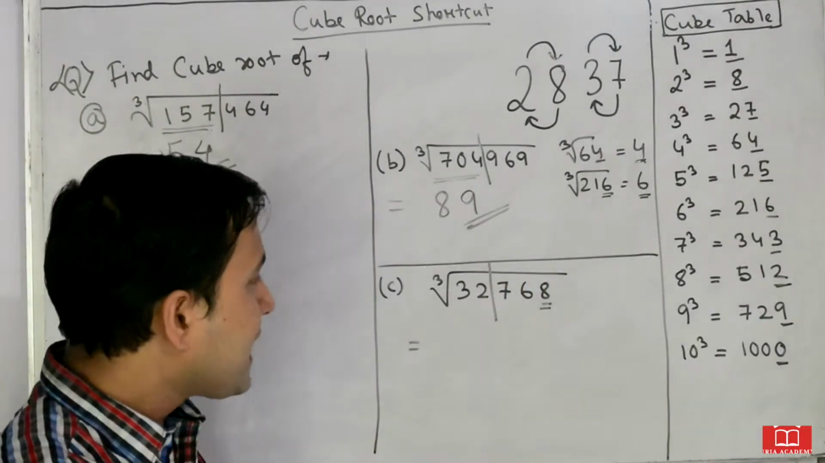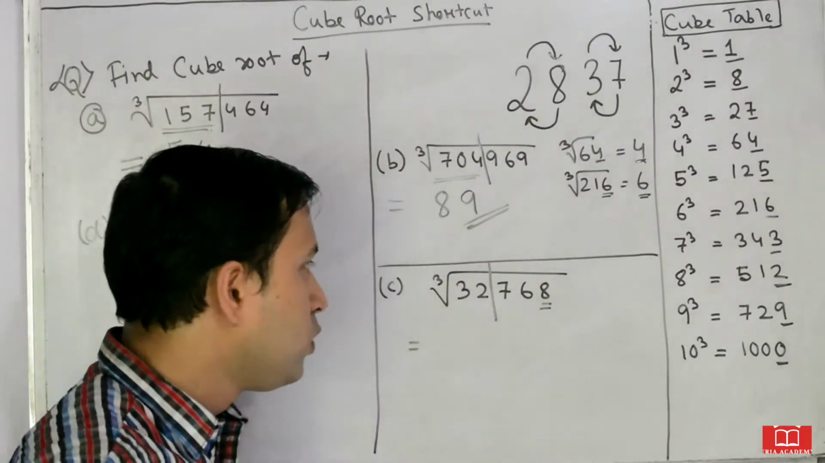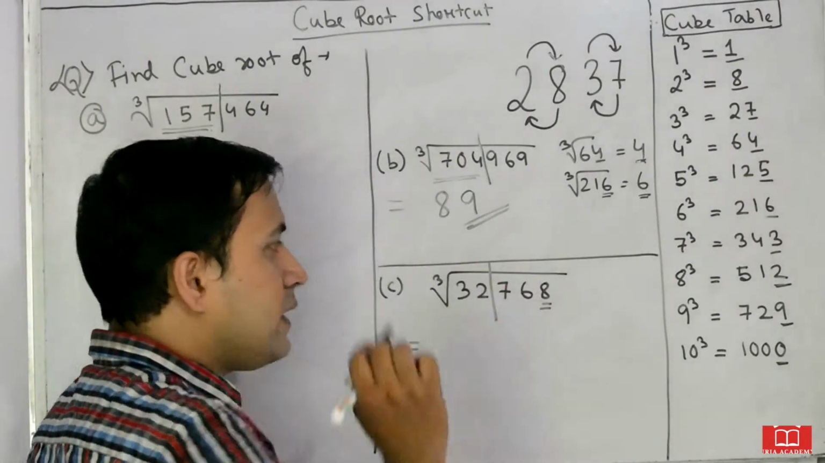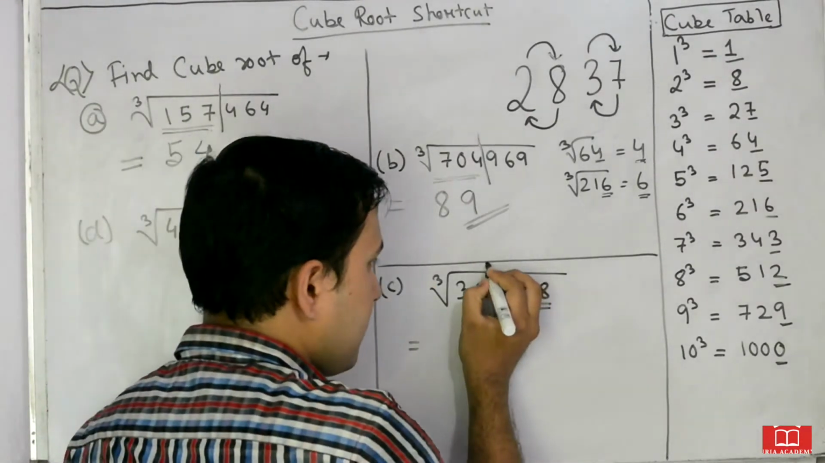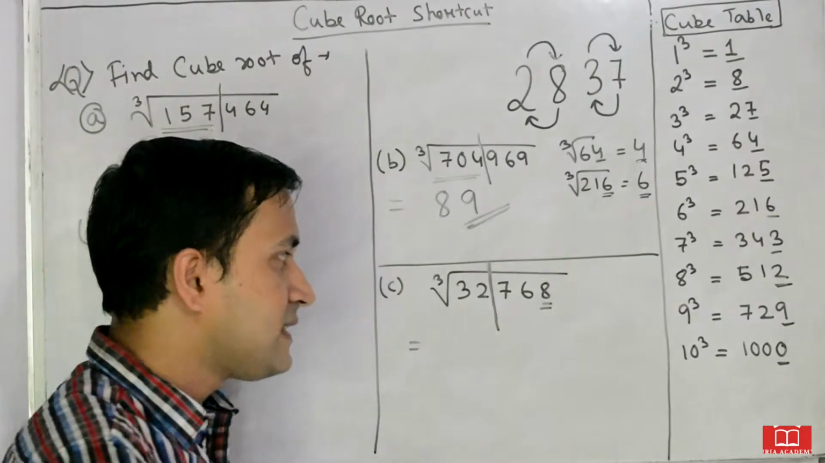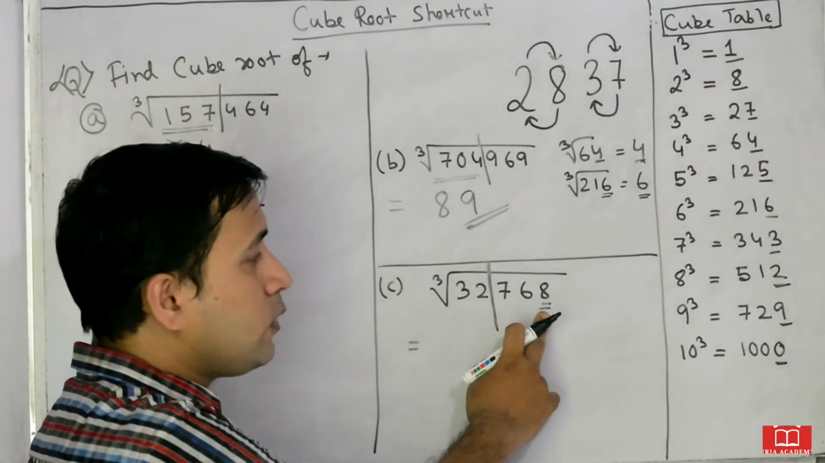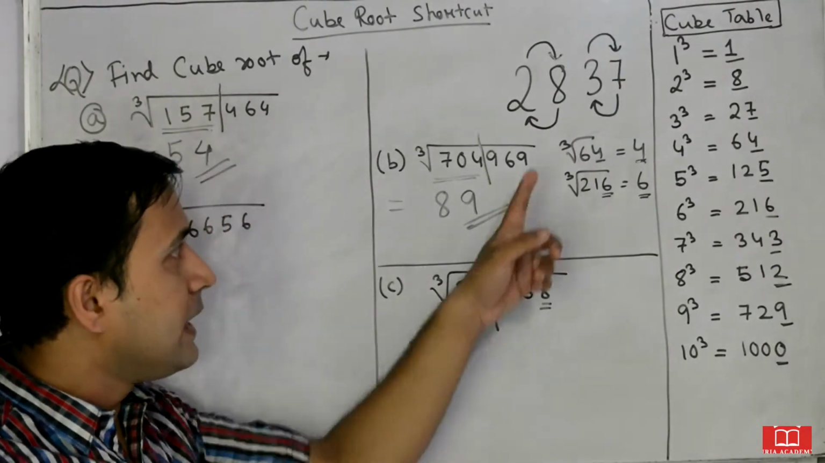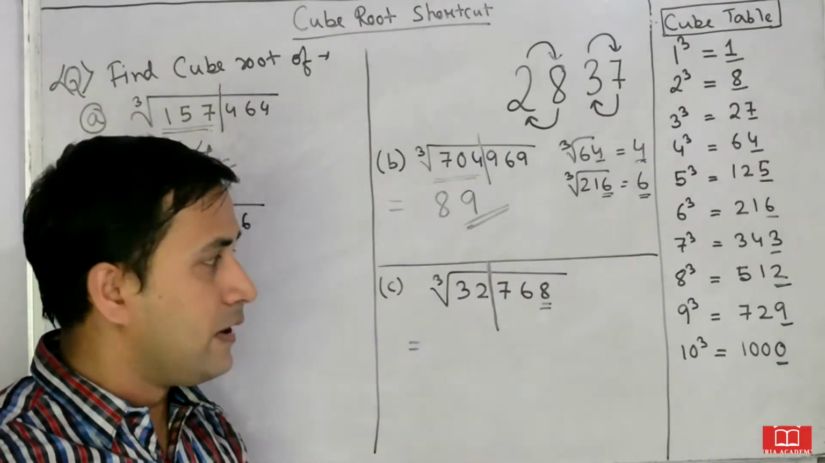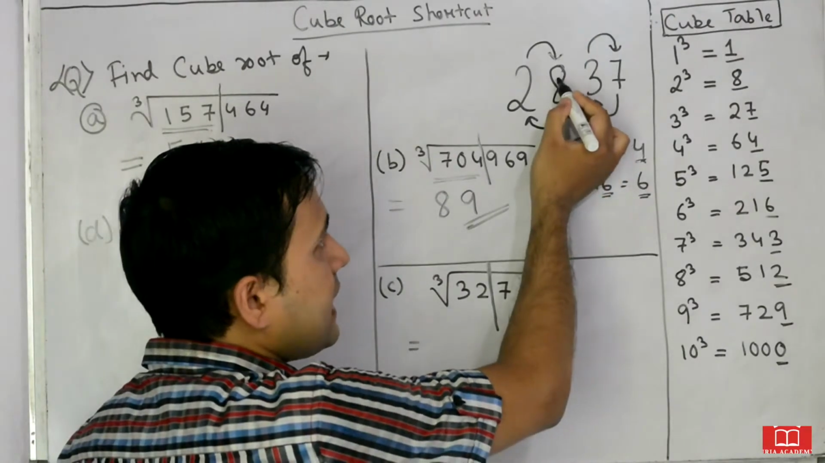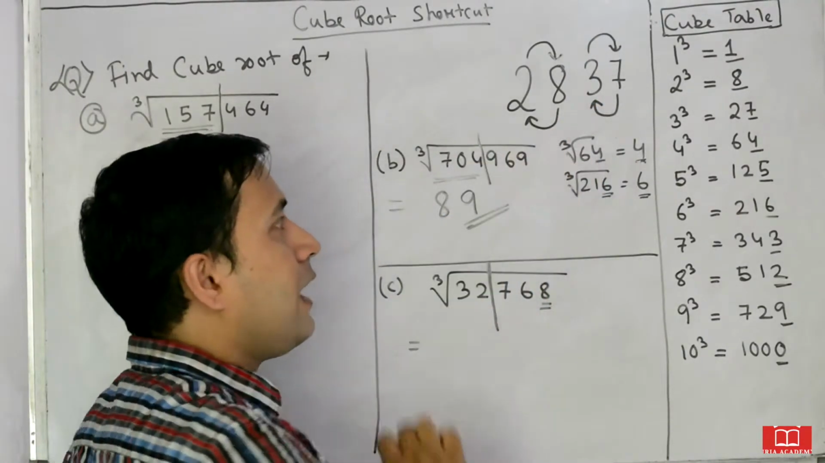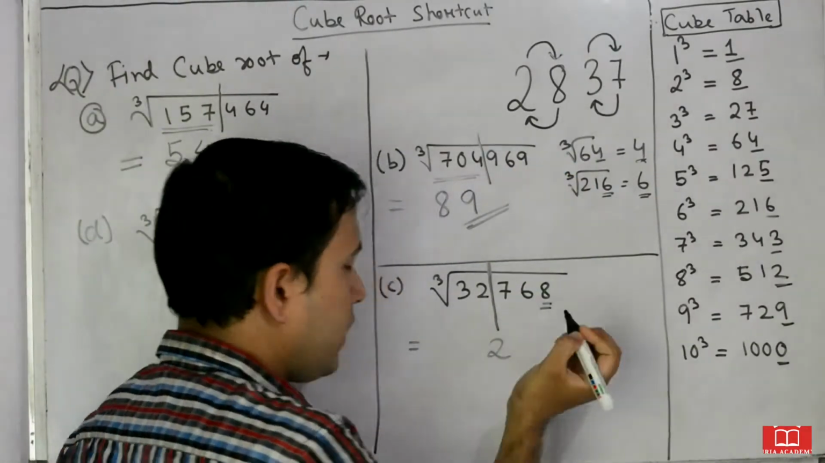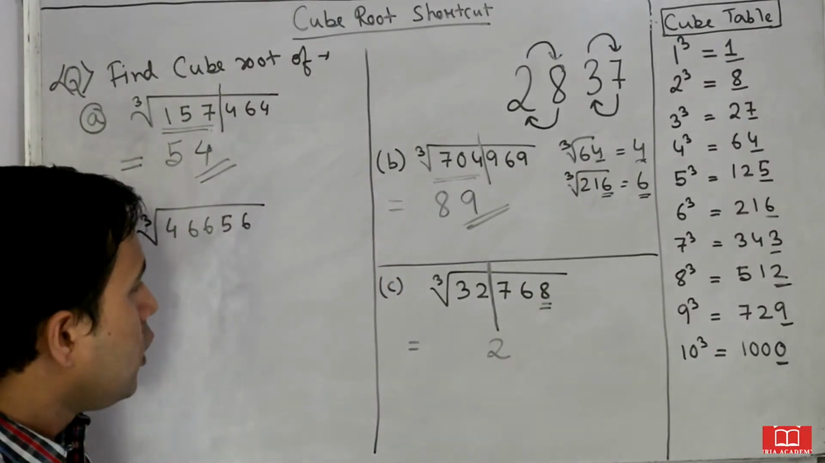Let us go to our next problem, which is finding the cube root of 32768. At first we'll divide it into triplets. So the last triplet is 768. What is the last digit of the number? 8. I have already said that we need to remember a number, that is 2837. So if the last digit is 8, what will be the last digit of the answer? It is 2. So we take the last digit as 2.